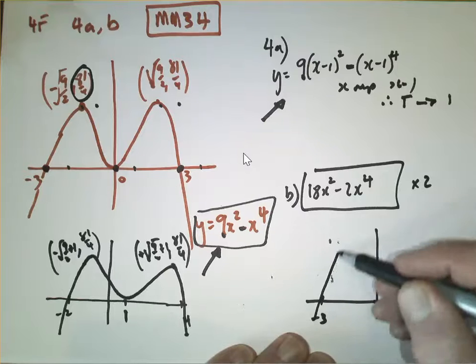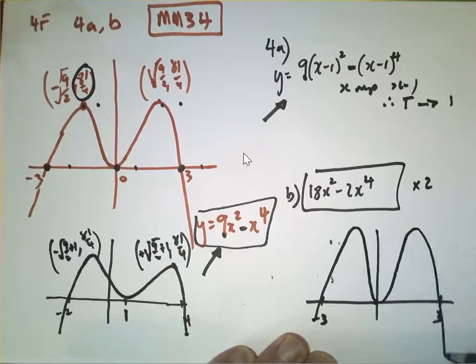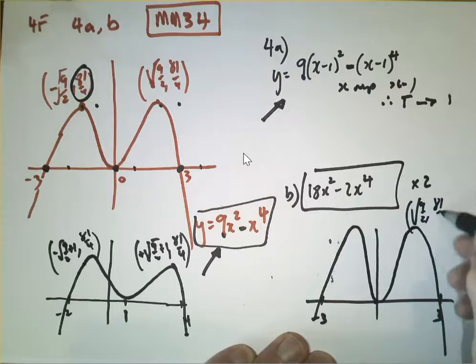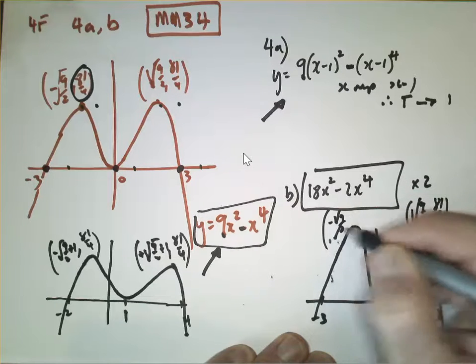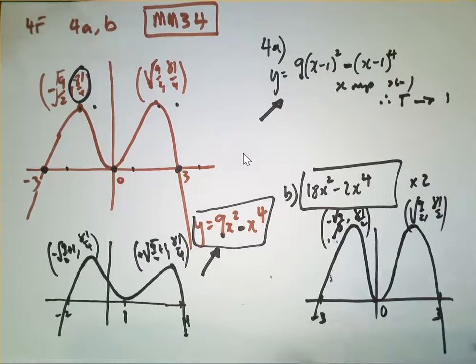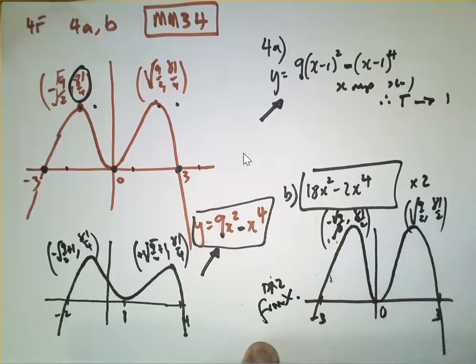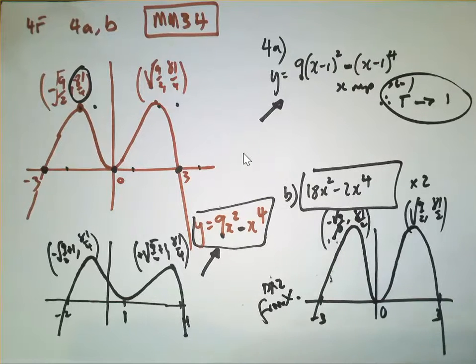So my graph will look like this, and that will be √9 on 2 and 81 on 2, and that will be -√9 on 2 and 81 on 2. That's still at -3, that's still at 0. So this is a dilation by a factor of 2 from the x-axis, whereas this is a translation to the right 1 unit, and I've drawn it accordingly.